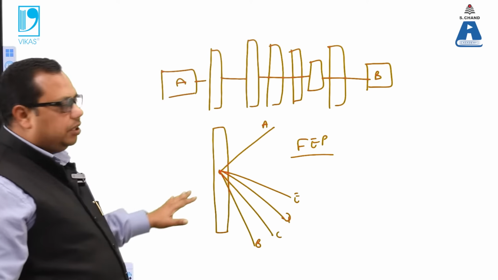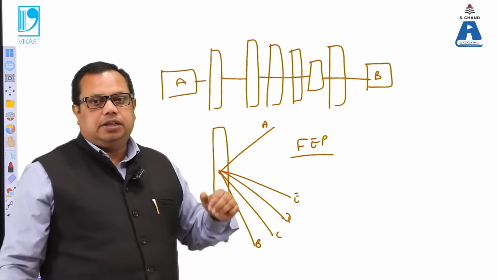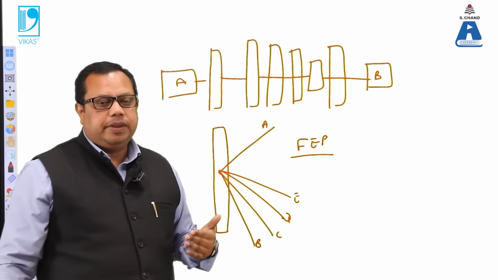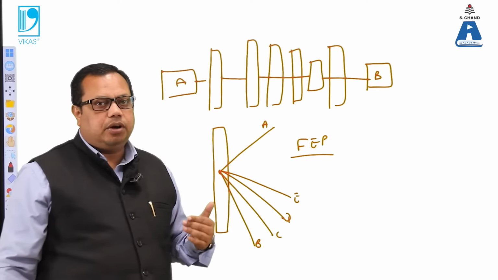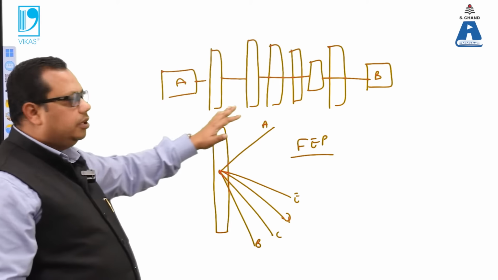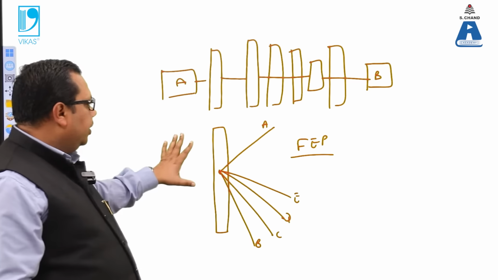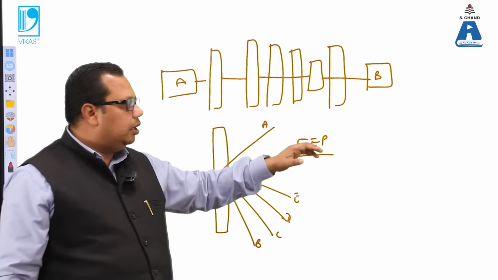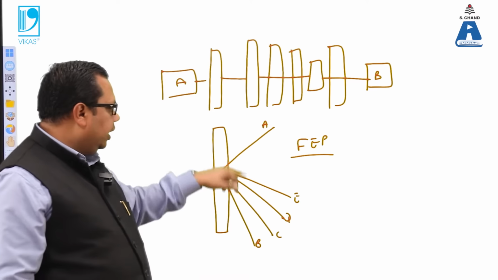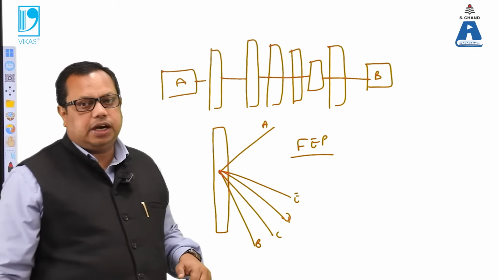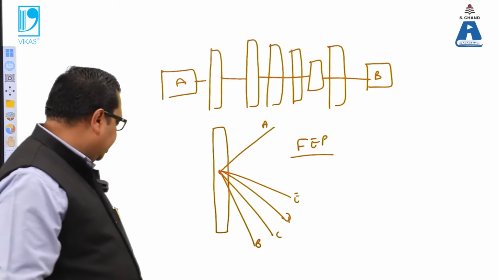So we can see the difference here: in the first case, the number of exchanges was increasing, and due to the increase in the number of exchanges, the communication was very slow. Here, this is the front end processing, so the call will be directly routed to the desired person in mobile communication.